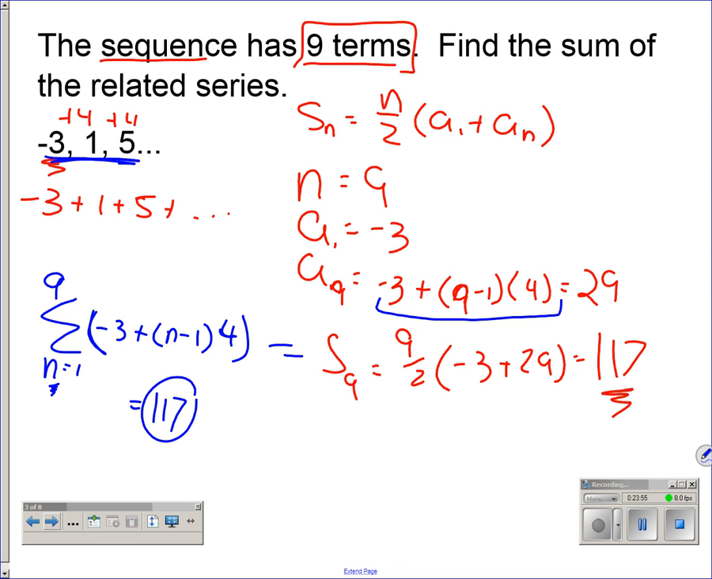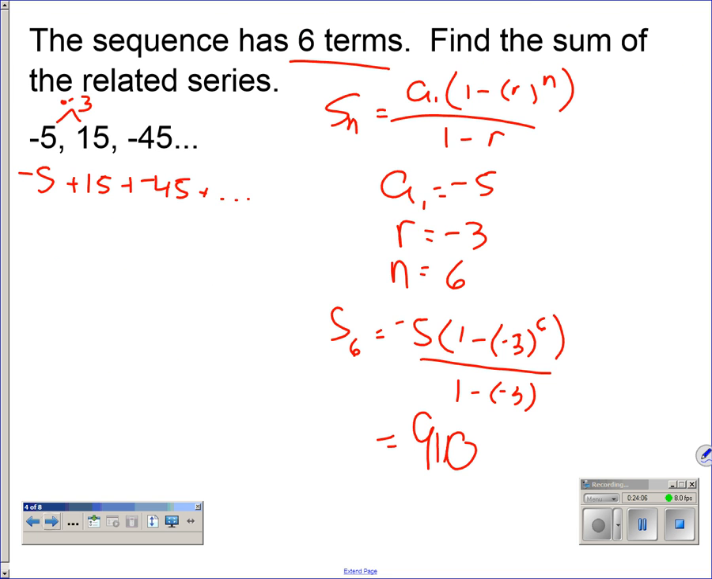And I prefer that so much better because it requires me not to know an additional formula, just know the explicit. Make sense? Here, try it with this next example. Summation, and you're going to have it as n equals some number on top, and in parentheses is going to be our geometric explicit because the pattern is multiplying by -3.